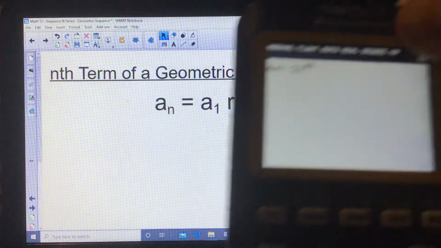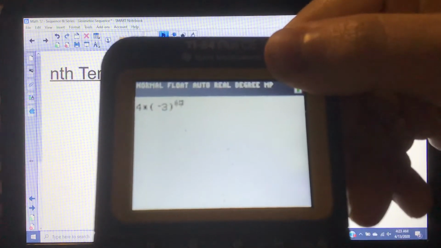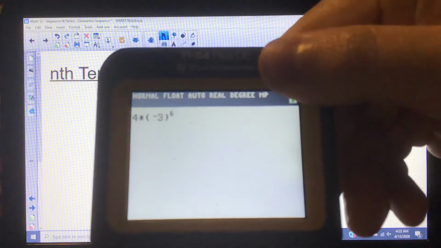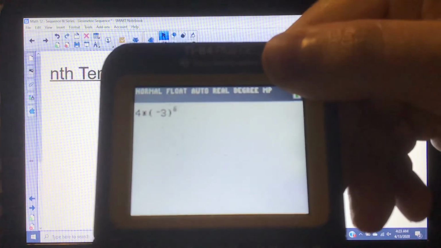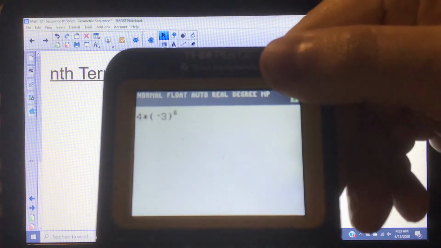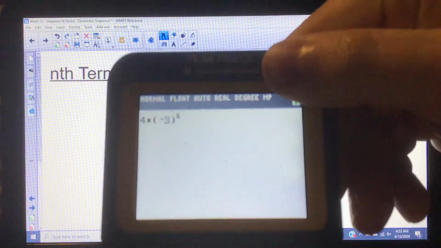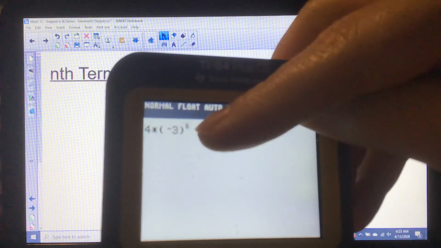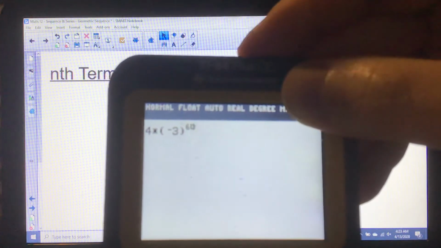So in the calculator, I have entered 4. Now, be careful with the parentheses. I'm putting that negative 3 is being raised to the power, so that negative has to go into the parentheses. If you forget that, you can get screwy answers. So it's important you remember, especially if it's negative, to throw that into the parentheses.